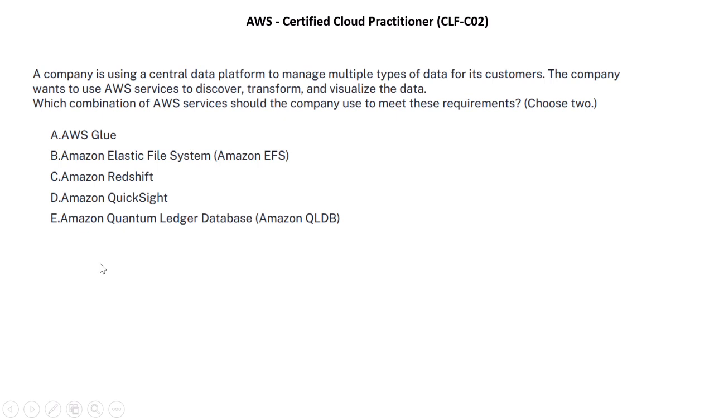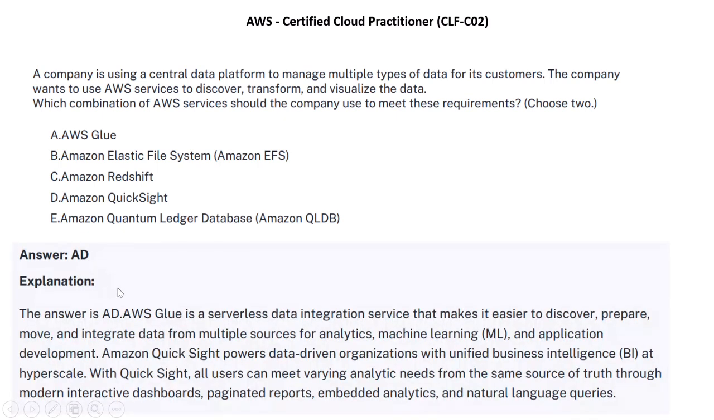The correct options for this question are option A and option D. The answer is A, D. AWS Glue is a serverless data integration service that makes it easier to discover, prepare, move, and integrate data from multiple sources for analytics, machine learning, and application development.